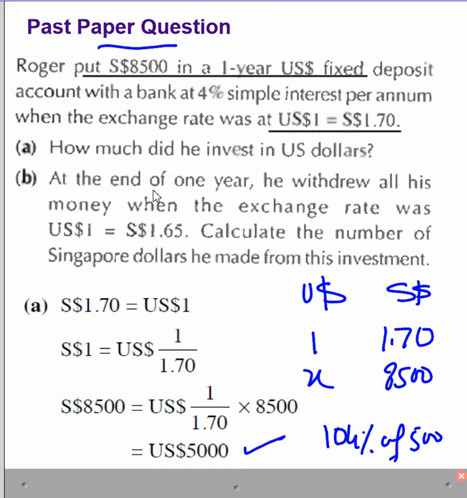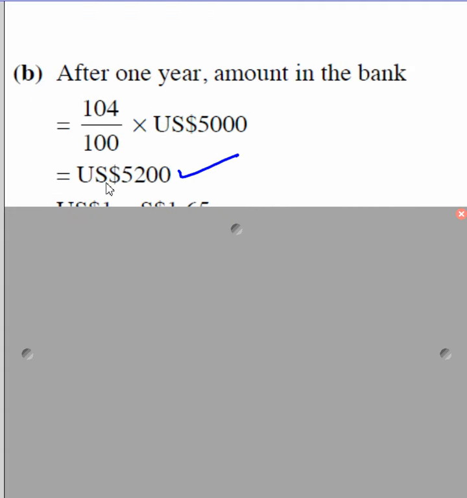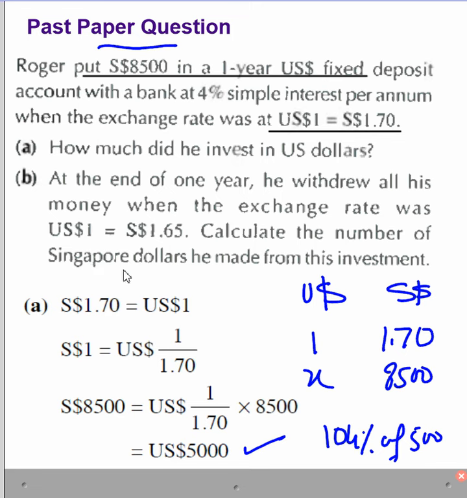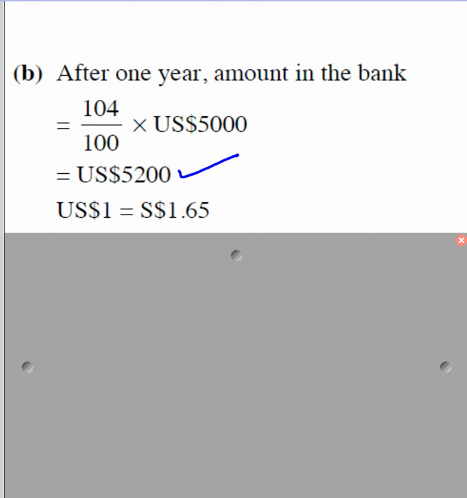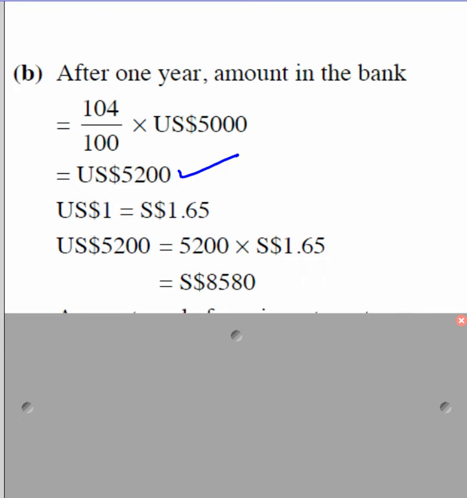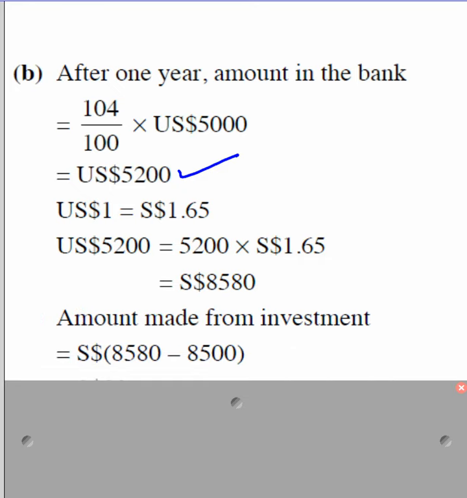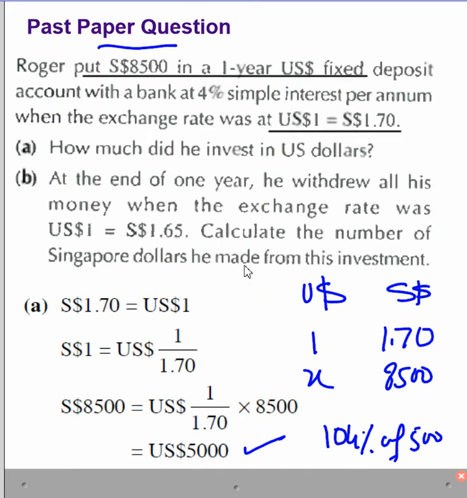Now what happened? At the end of 1 year, he withdrew all of his money when the exchange rate has changed. So he is getting at the end 5,200 US dollars and he wants to convert it back into Singaporean dollars. So again, 1 US dollar equals this much. So 5,200 US dollars will equal how much? Simply multiply by 1.65. Yes, and you will get 8,580.